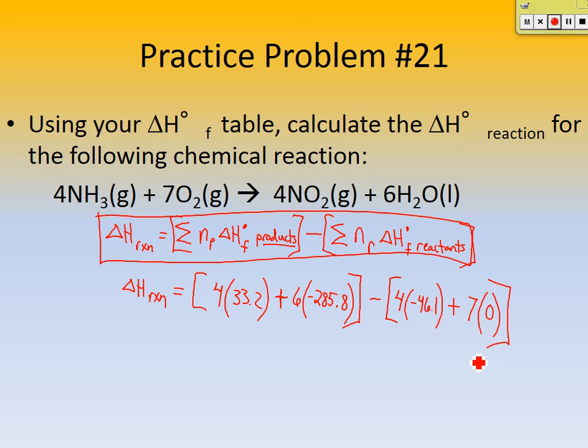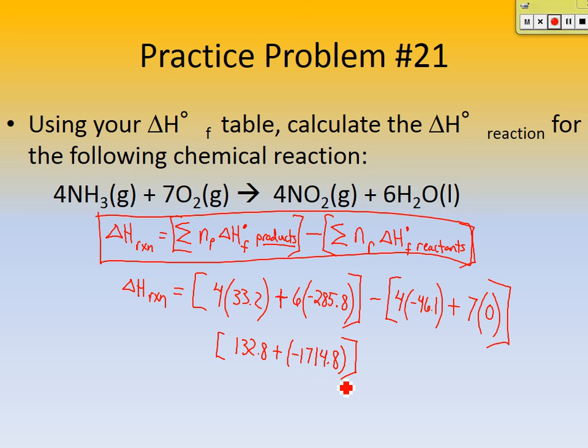Okay. Now we have a math equation that we can work with. Okay, let's simplify what's here first in these brackets. Then we're going to minus off whatever's in this bracket. Okay, so let's grab a calculator. So 4 times 33.2 is 132.8. But we're going to add that to 6 times a negative 285.8. And that's a negative 1714.8.